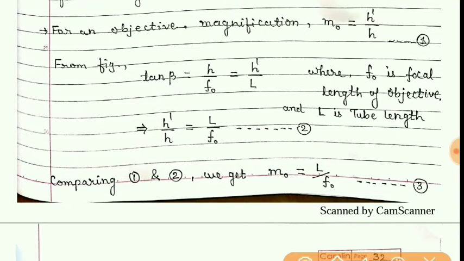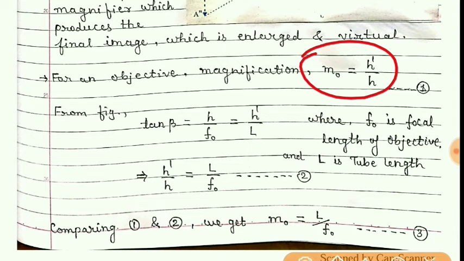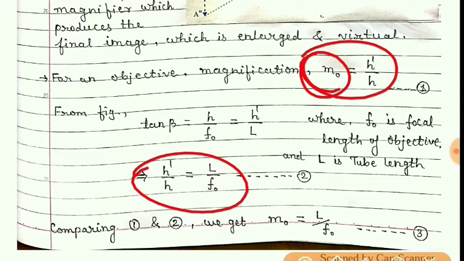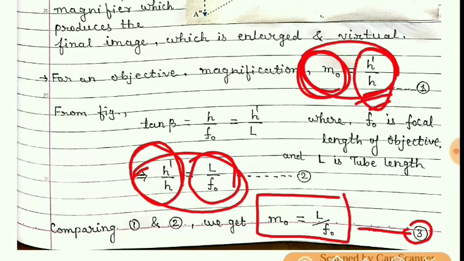Now comparing equation number 1 and 2, that is these two equations, we get MO, that is the magnification of the objective, is equal to L upon FO. You can easily compare, because in both these equations there is h dash upon h. So M naught is equal to L upon FO. Let us give this equation number 3.